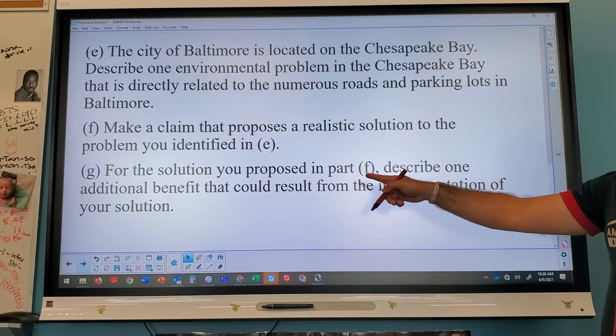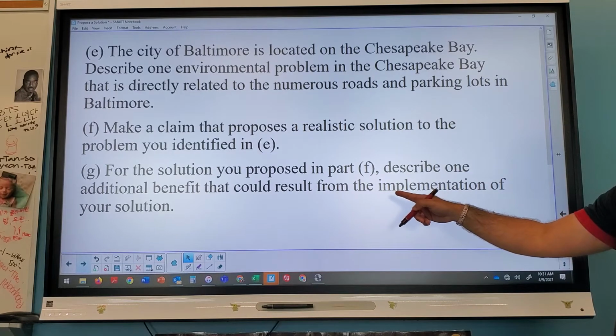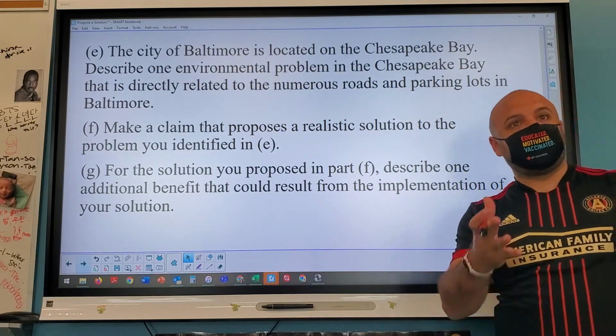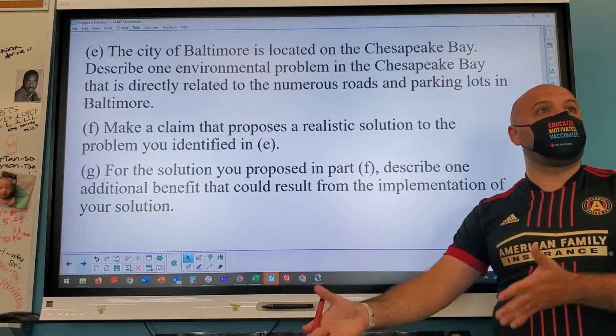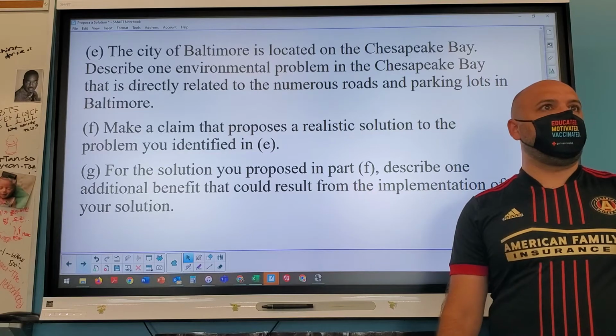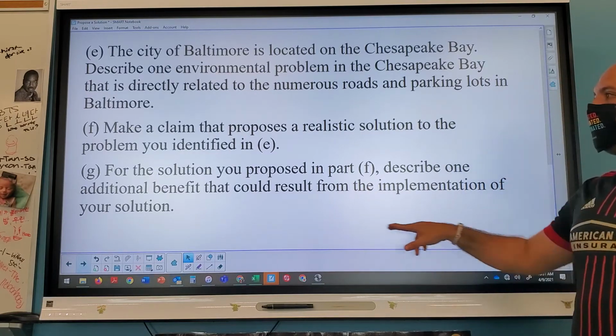All right. For the solution you proposed, describe one additional benefit that could result from the implementation of your solution. So, sending it to a water treatment facility would help not just for the oil, but also for the thermal pollution side, right? Find an additional benefit to your solution.